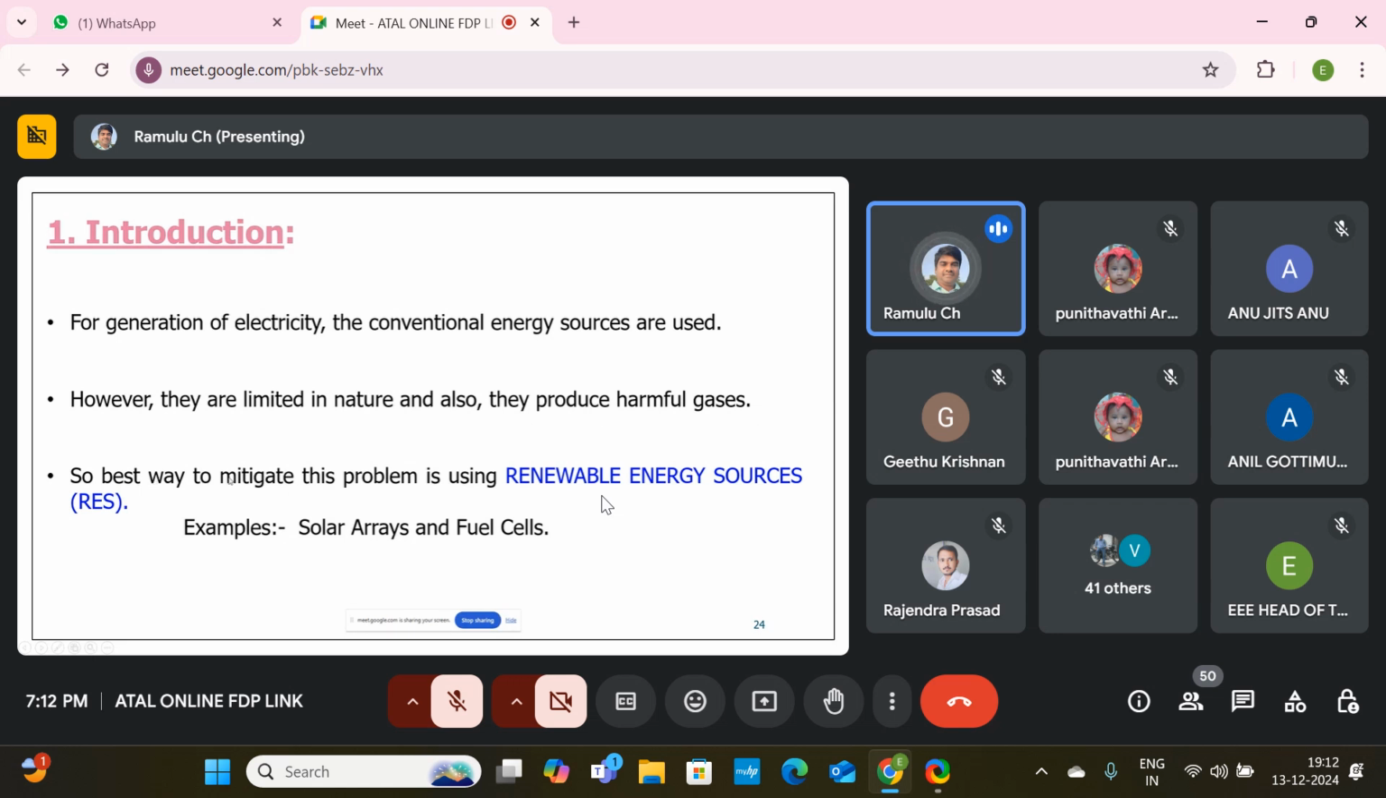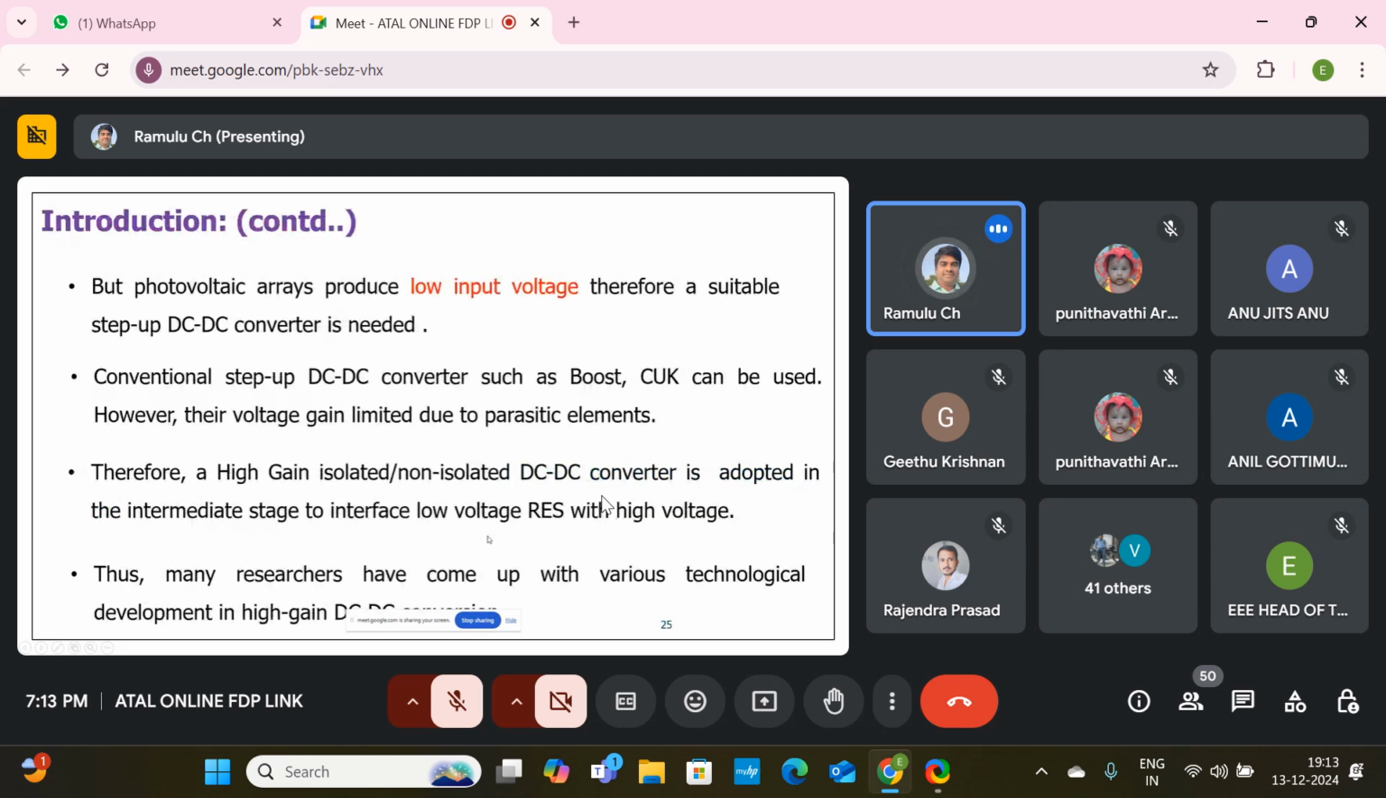So the best way to overcome this problem is using renewable energy sources. In that direction, we thought long back, and now slowly we are generating. In the coming 10 years, we are going to produce this electricity majorly by our renewable energy sources only. The examples of renewable energy sources are nothing but solar and fuel cells.